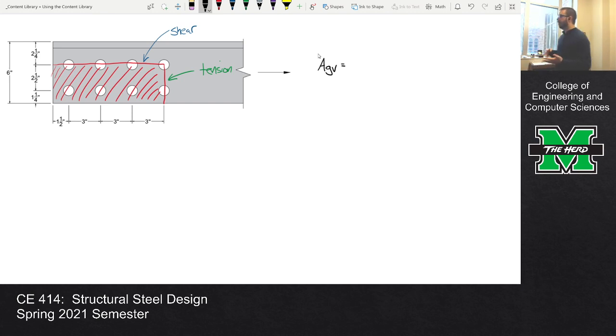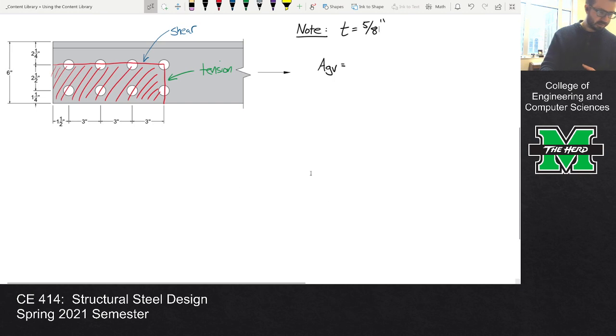Okay, by now we should have enough understanding of gross area and net area that I'm hoping we can compute the gross area in shear fairly effectively. Let's keep in mind, note that we have a 5/8 inch thick angle. Let me make sure that I get that right. Yes. So how are we going to compute the gross area in shear? Somebody tell me how we're going to do that.